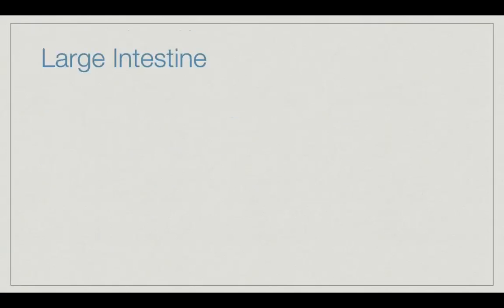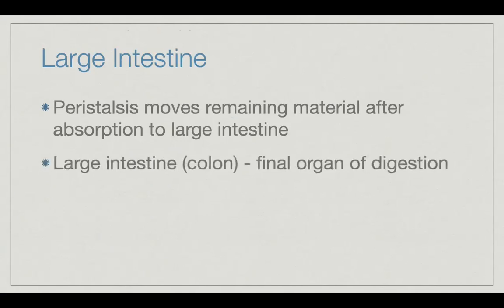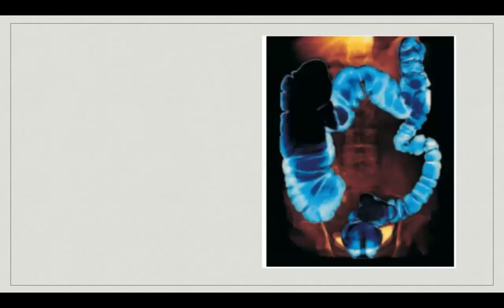And finally, we get to the large intestine. Again, peristalsis is moving the chyme through the small intestine. Finally, it gets to the large intestine. Another name for the large intestine is the colon. This is the final organ of digestion. And here's what it looks like under X-ray. You've got 4 parts to it.